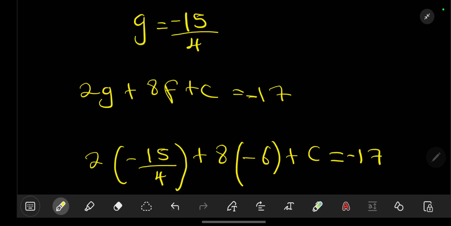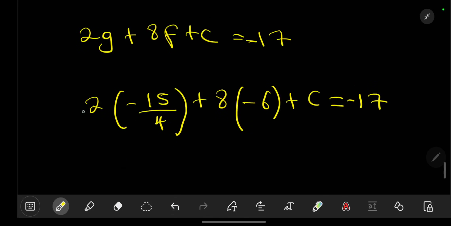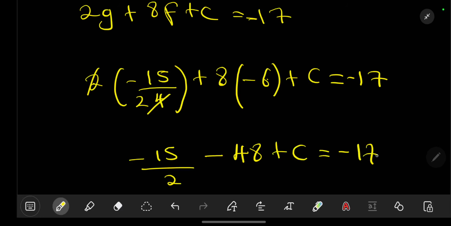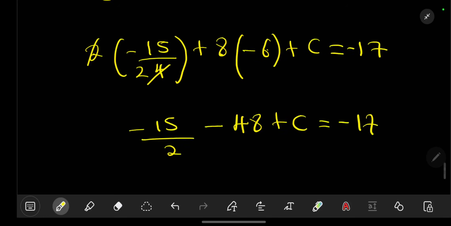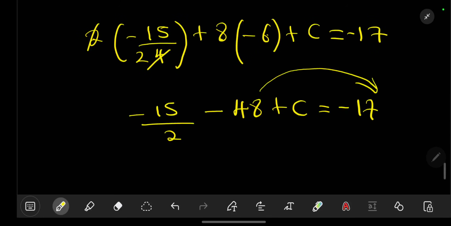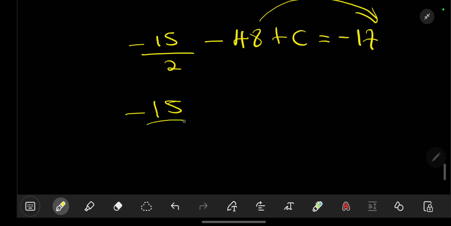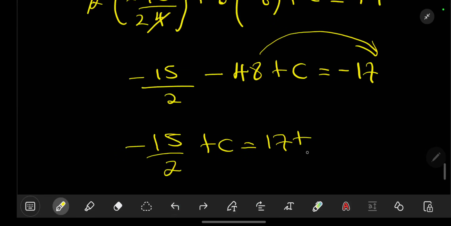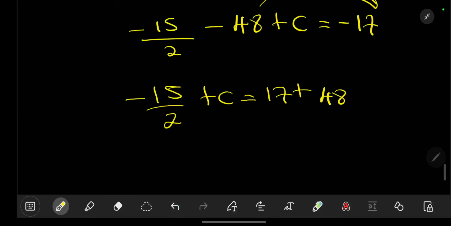So we want the value of c. This times this cancels, and we remain with 2. So we have negative 15 over 2 plus minus 8 times this, it will be negative 48, plus c should be equal to negative 17. Let's take this value to the other side. So we remain with negative 15 over 2 plus c should be equal to negative 17 plus our 48 when it goes to the other side.